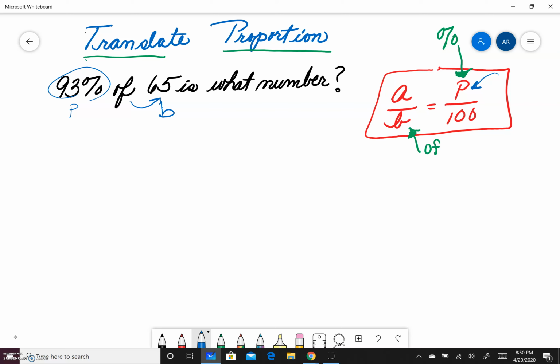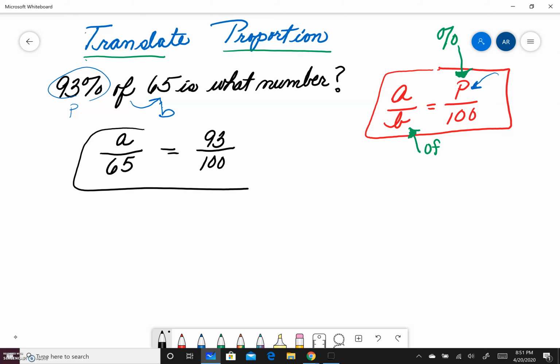So let's go ahead and start setting it up. This is my approach. I usually just draw the two lines. I know the 100% is going down here, and first I look to see if there is a percentage, which I see is 93, so I can fill that in. And the second step, I look to see if anything's following the word of, which there is, it's 65. So that means the letter A is our unknown. We just went ahead and translated it using the proportion equation, and that's how you would enter it into the system.